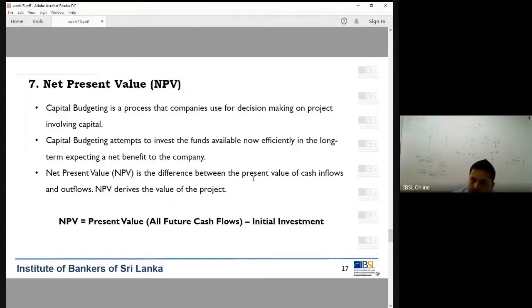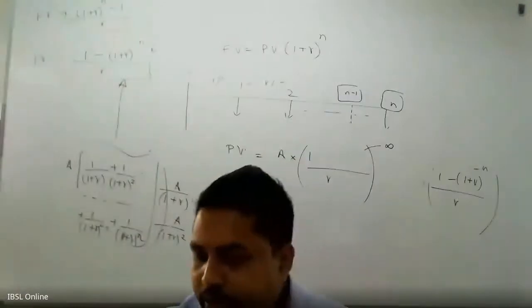different cash flows. Okay, in simple NPV terms, capital budgeting attempts to invest the funds available efficiently in the long term, expecting a net benefit to the company. Provided that you are looking at 2-3 years kind of investments, you will always have to make sure that you're going to make a net positive impact to the company. Bearing in mind, NPV is the difference between all future cash flows and the initial investment. Okay, if I go to the board, I should be able to show you what I meant here.